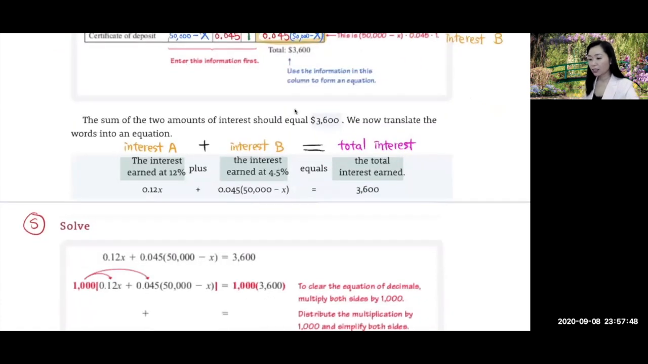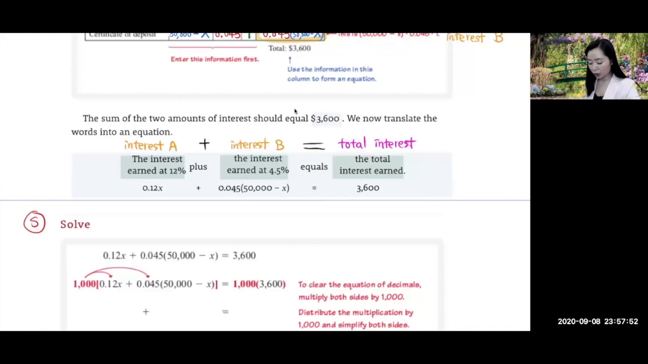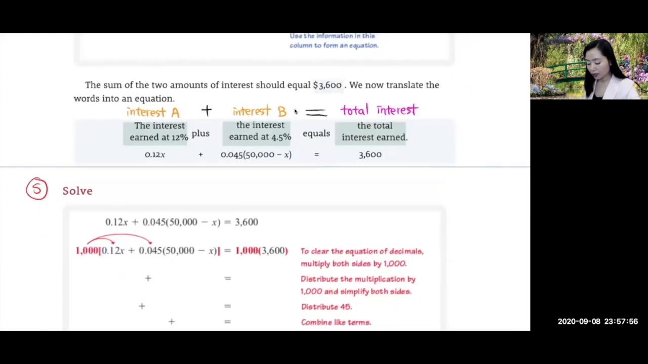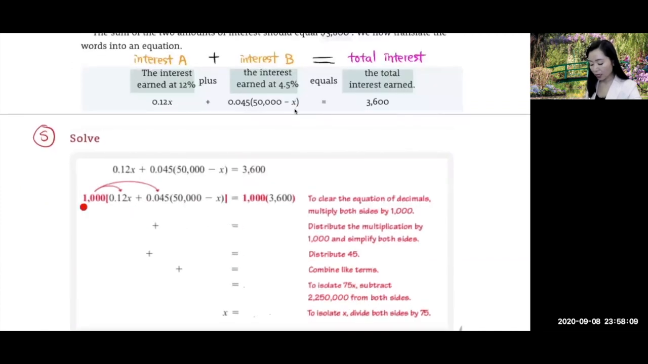Okay. Now we just need to solve it. To solve this equation, notice that we can get rid of the decimal point first. Over here we have 3 digits after the decimal point. So we like to multiply both sides by 1,000. 1,000 times this gives you 120x. 1,000 times this, you're going to move the decimal point 1, 2, 3 places, and that will give you 45 times this. Remember, you don't use the 1,000 to times this anymore.